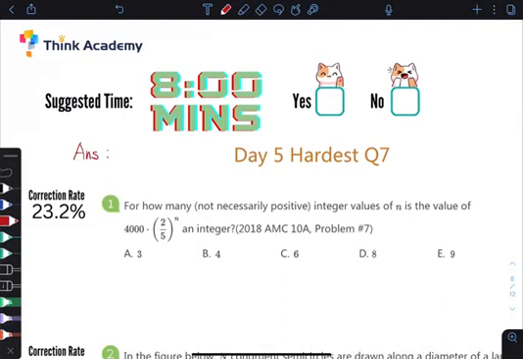Today we're going to tackle the hardest question, number 7. The answers are E, D, and D. Now let's look at the first one.